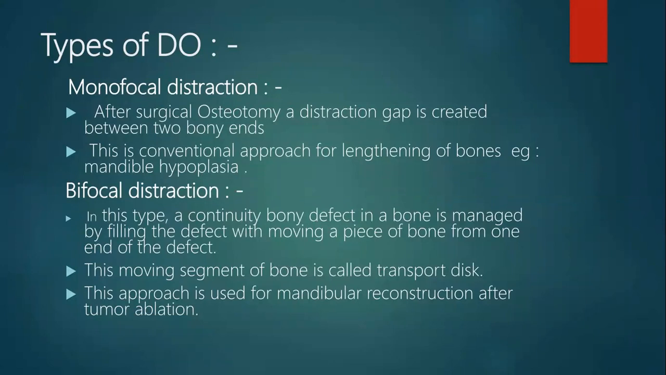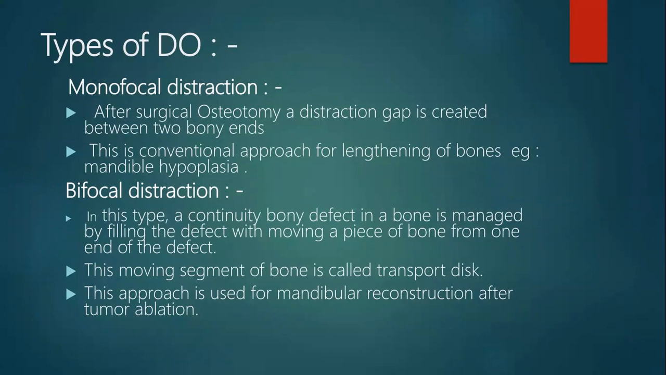Distraction osteogenesis may be classified as monofocal distraction osteogenesis, in which after surgical osteotomy, a distraction gap is created between the two bony ends, and this is the conventional approach for lengthening of bones. Example, in cases of mandibular hypoplasia.